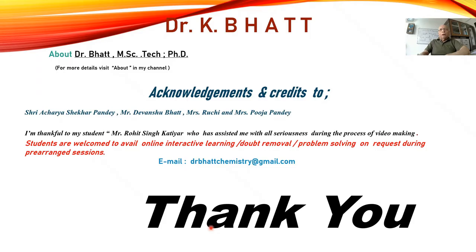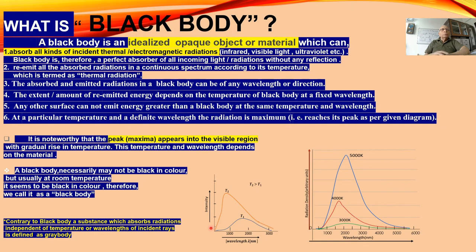Now let us take up what is meant by a black body. A black body is an idealized object which will absorb all types of radiations. No reflection. It won't reflect any light. It will go on absorbing the incident light upon it. And of course, when the temperature of the black body is increased, it will start emitting radiations in different ranges of a spectrum. Since the emission is dependent upon the temperature, the radiations given by a black body are known as thermal radiations.